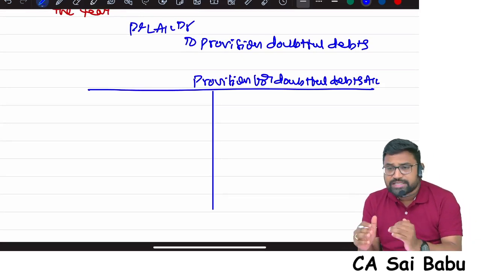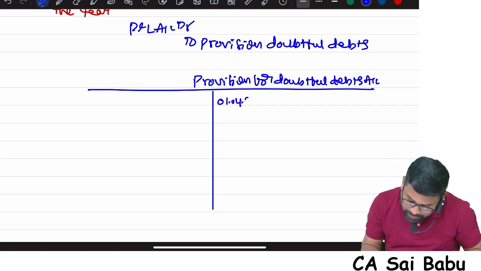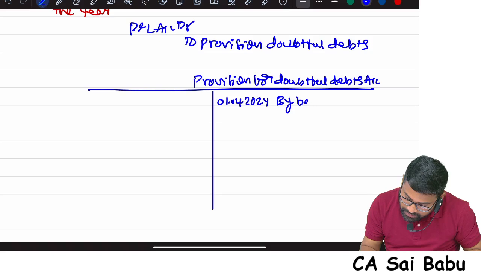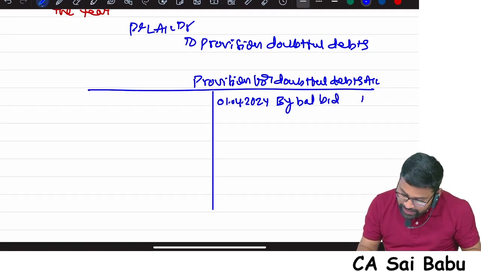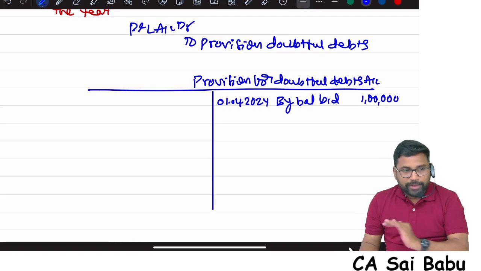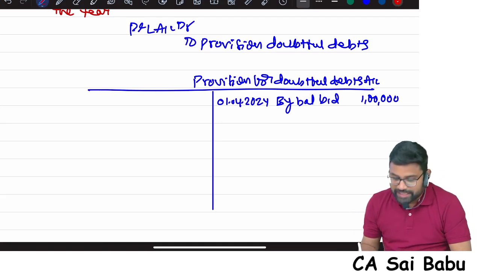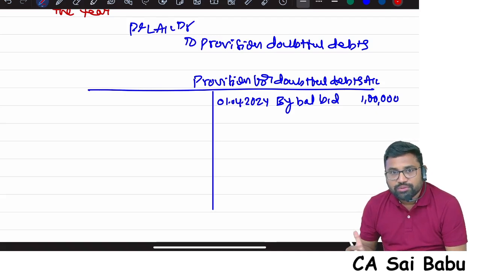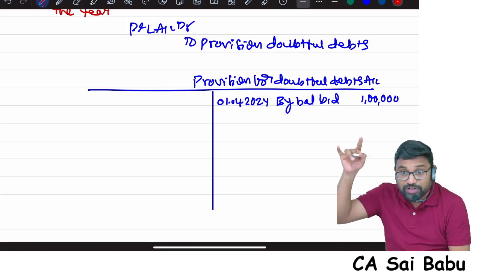Carefully observe, everybody learn the subject. Provision for doubtful debts, first opening balance, correct? Suppose on 1st April 2024, opening balance brought down, opening doubtful debts 1 lakh. Now during the year bad debts came. Bad debts, suppose 40,000. What is the entry? Bad debts to debtors. And then bad debts is adjusted to provision. So provision for doubtful debts to bad debts.